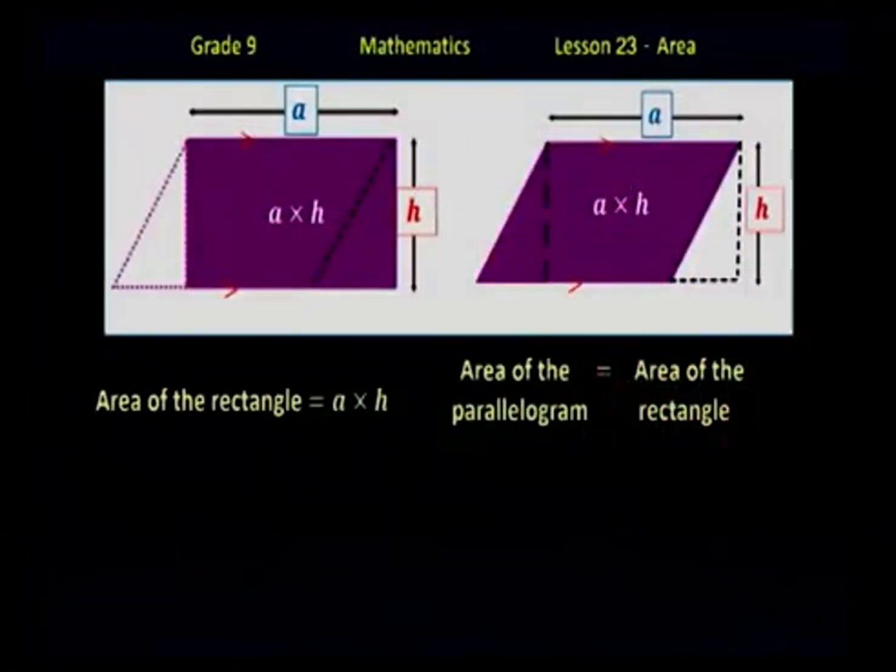Then what is the area of the parallelogram? It is equal to the area of the rectangle. Then we can write down: area of the parallelogram is equal to area of the rectangle. So we can use the way of finding the area of a rectangle, A into H. It is length into breadth. Here breadth is denoted as perpendicular height.